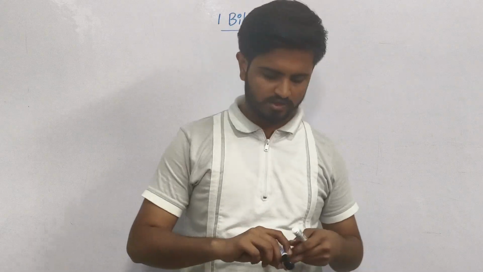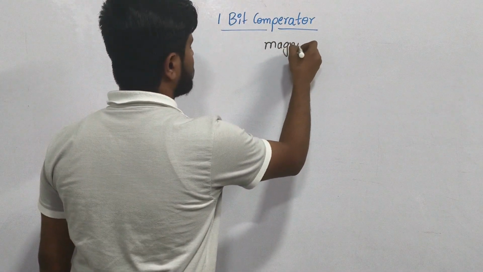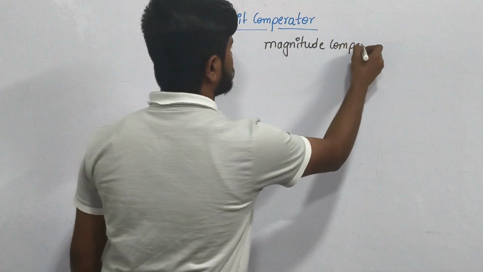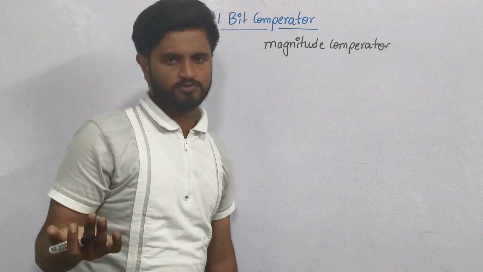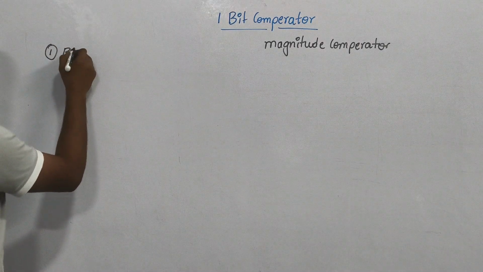Hello everyone, in this video let's discuss the 1-bit comparator circuit, or you can call it the magnitude comparator. What this circuit will do is compare between the inputs. So first let's write the block diagram of the 1-bit comparator circuit.